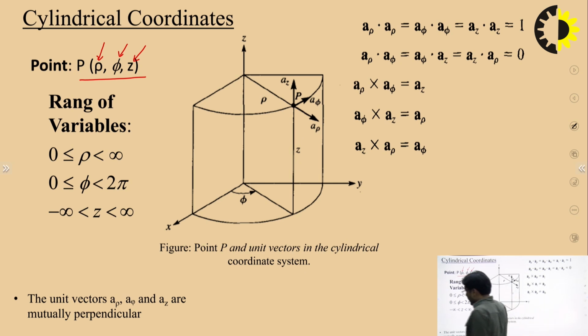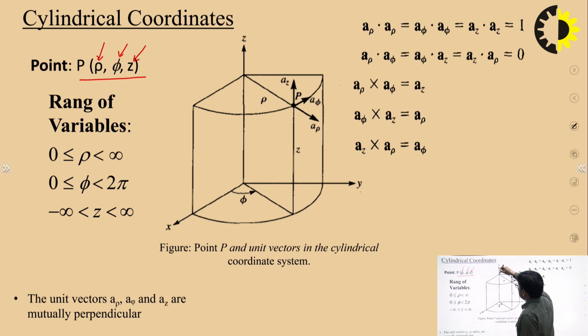Similarly, we need to find out the variation of rho, phi and z here. You can see in the diagram, it looks like a cylinder kind of object, and in the cylinder there are some variables.